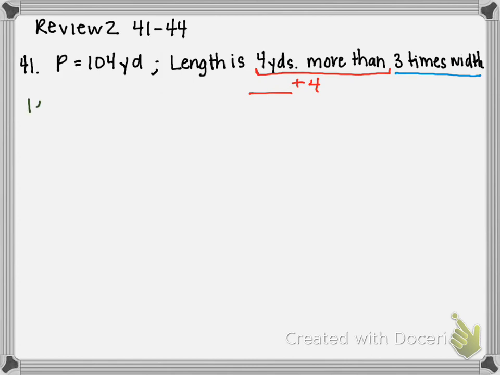So right off the bat, we should let x equal our width. And now that we know width is equal to x, 3 times the width can be written as 3x. So the length would be 3x plus 4. So we can come over here and write that as well. So 3x plus 4 is going to equal our length.